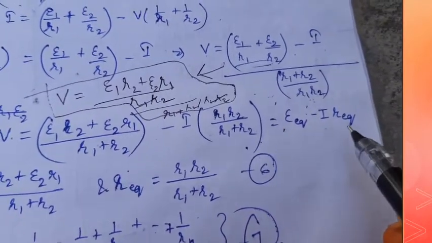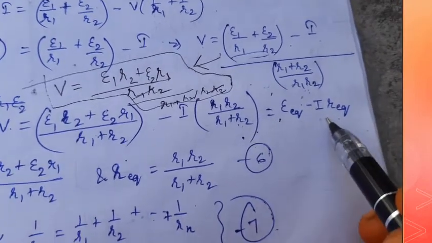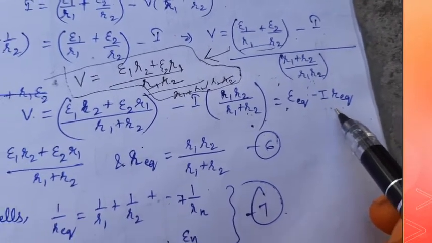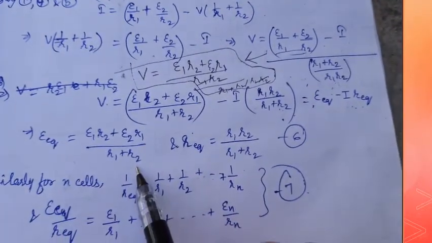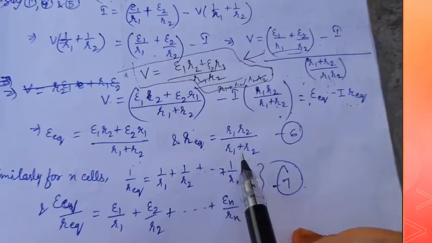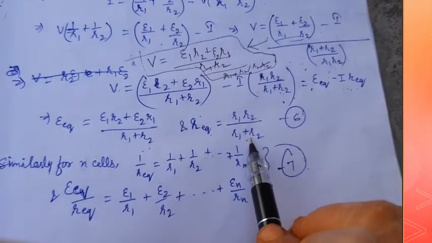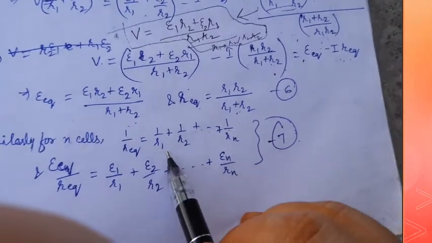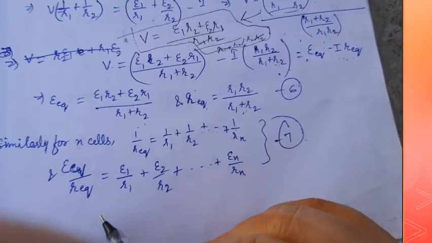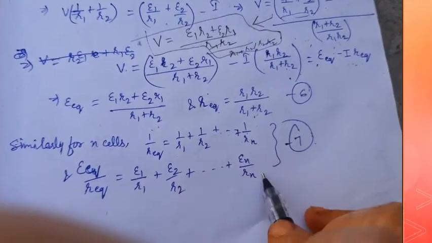And the second term represents the equivalent internal resistance for the parallel combination, as we are well aware. In this way, the equivalent EMF for the parallel combination is given by this expression, and the equivalent internal resistance for the parallel combination is given by this. And for N cells, you can write this for equivalent resistance, and for N cells this expression is also applicable.